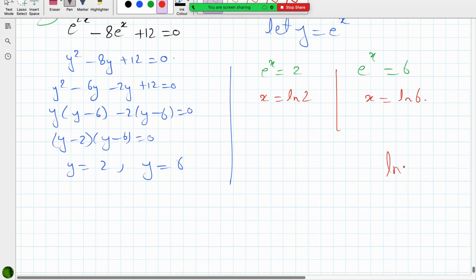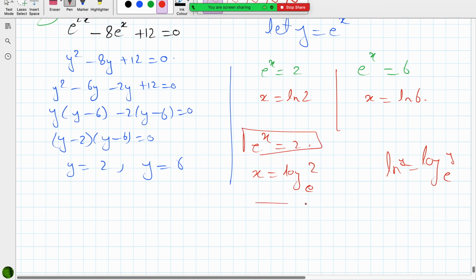ln is log with base e. So if you go like this, x is equal to log 2 to base e from index to logarithmic form, and then log to base e is understood, that is ln. So I converted it directly. When you see this ln, you consider it log with base e.